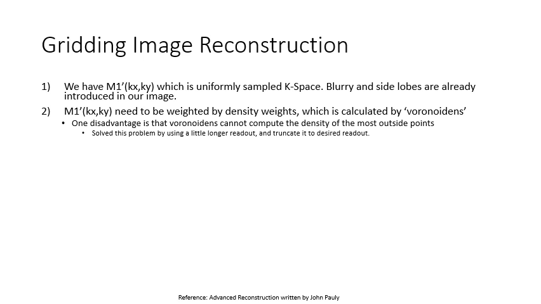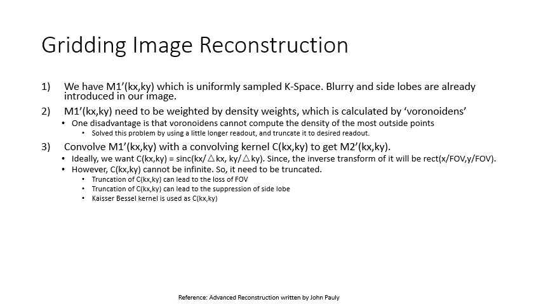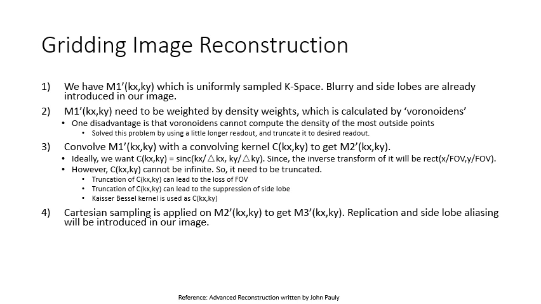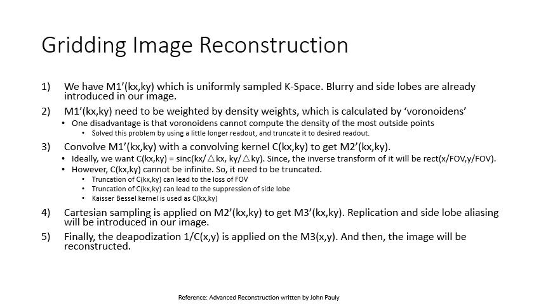There is a problem with Voronoi density, which is that it cannot calculate the density weight at the outermost k-space. I solved it by using a longer readout and truncating the data to the desired readout. Thirdly, I convolve the weighted M1 knots with a KB kernel, then apply Cartesian sampling on it, and finally, de-apodization is applied to recover the image amplitude.